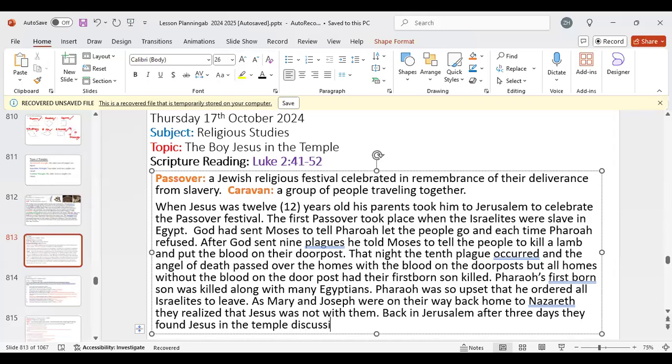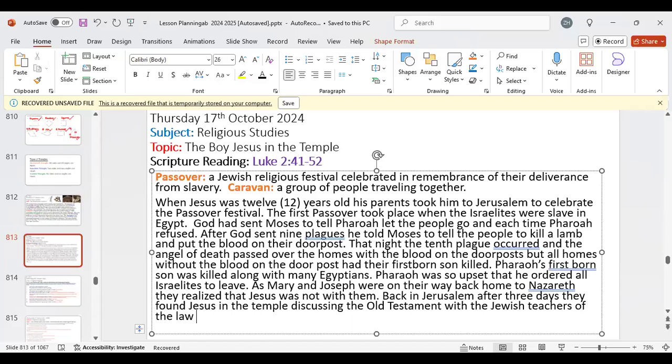Discussing the Old Testament with the Jewish leaders or Jewish teachers of the law and elders. The elders and teachers were what? Amazed at Jesus's intelligence.